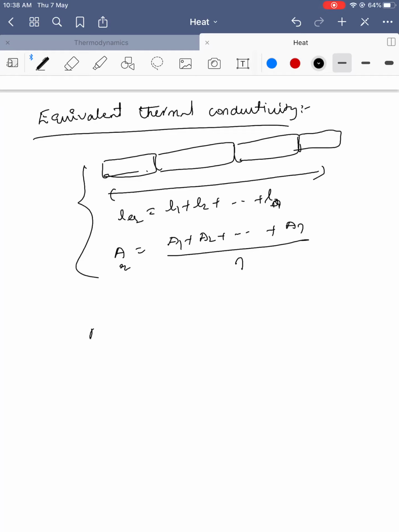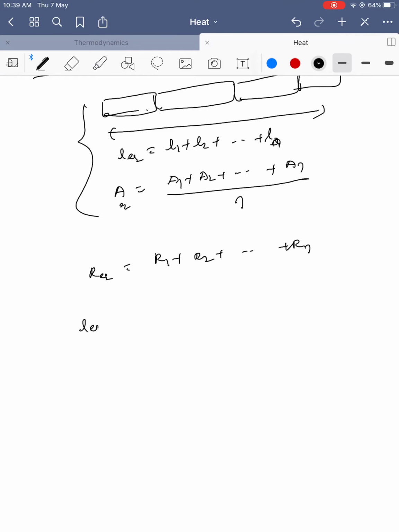Now R equivalent we got: R equivalent is equal to R1 plus R2 plus and so on plus Rn. R equivalent I am writing as L equivalent by K equivalent into A equivalent, which is equal to R1, nothing but L1 by K1 A1, plus L2 by K2 A2, and so on plus Ln by Kn An.